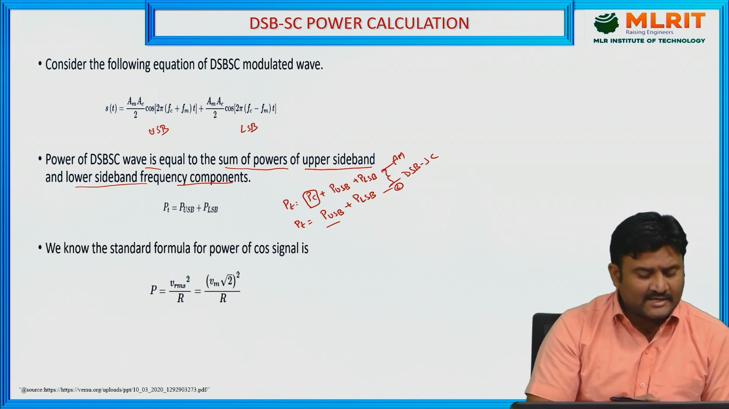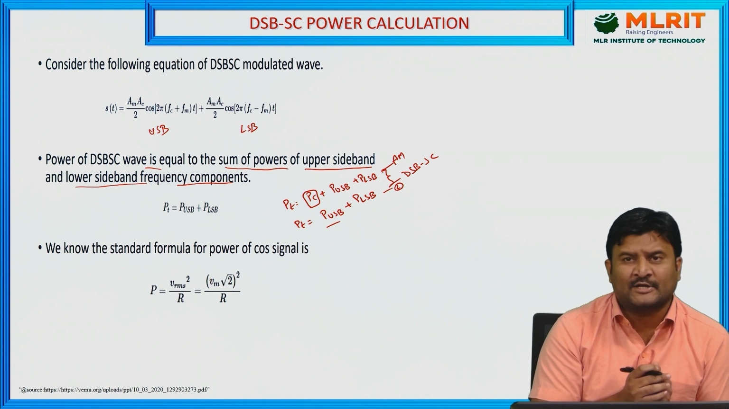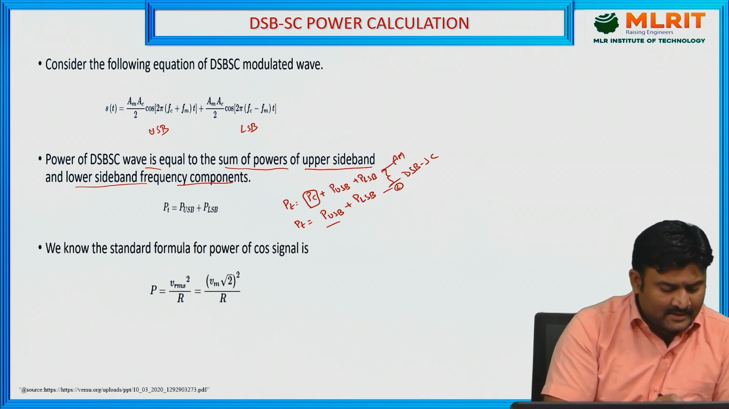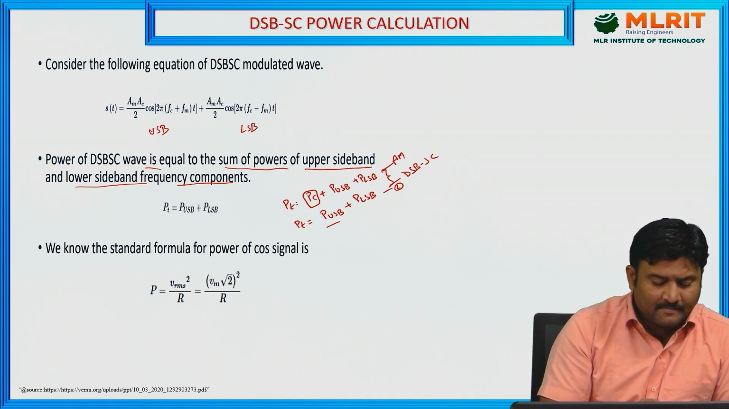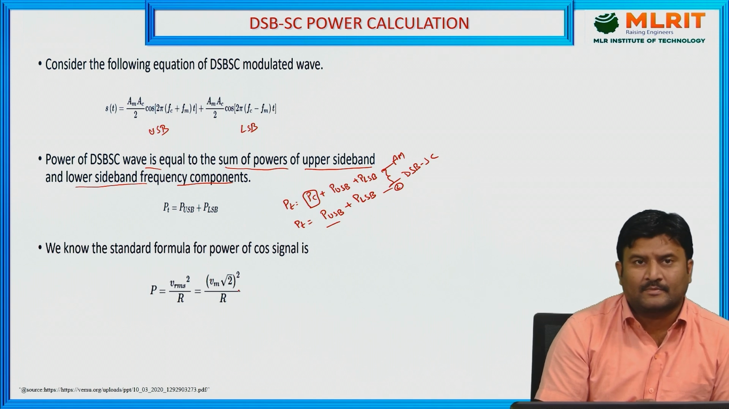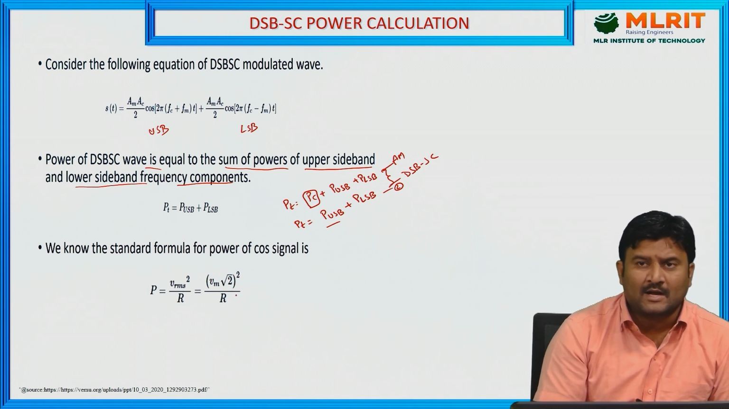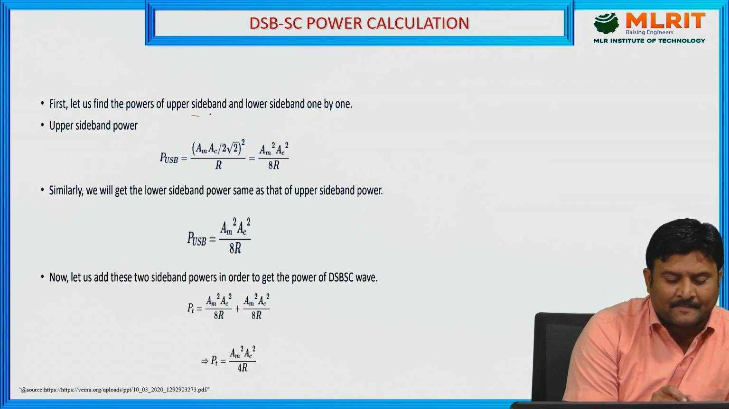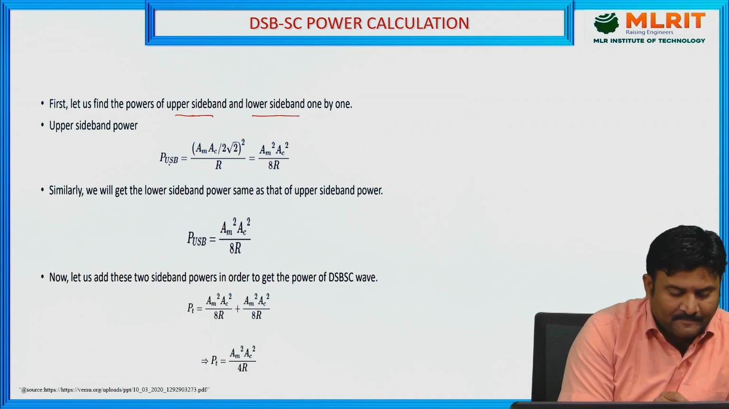We know the standard formula for the power of a cosine signal from AC power calculations: AC square, that is, the RMS value. That's why, when you take the RMS value, for example, (VM by root 2) whole square by R. We already did this analysis, (VM by root 2) whole square by R. That means, first let us find the powers of the upper sideband and the lower sideband one by one. First, go for the upper sideband.